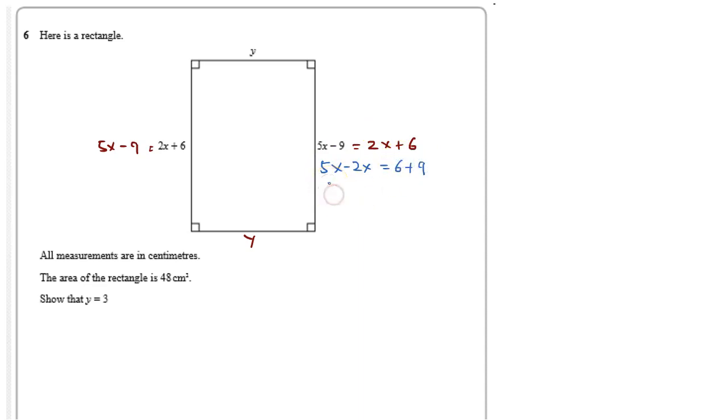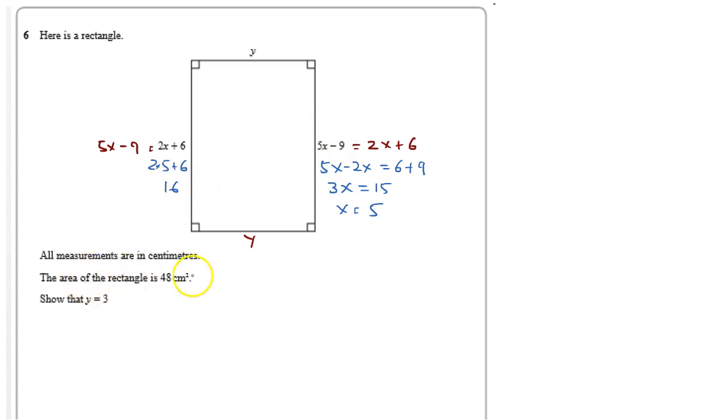So this is 3x is equal to 15. So x will be 5. Let's put x is equal to 5 here. 2 multiply 5 plus 6, so that is 16. If I put in this one, 5 times 5 is 25 minus 9 is 16, so that is correct. So this one is 16.